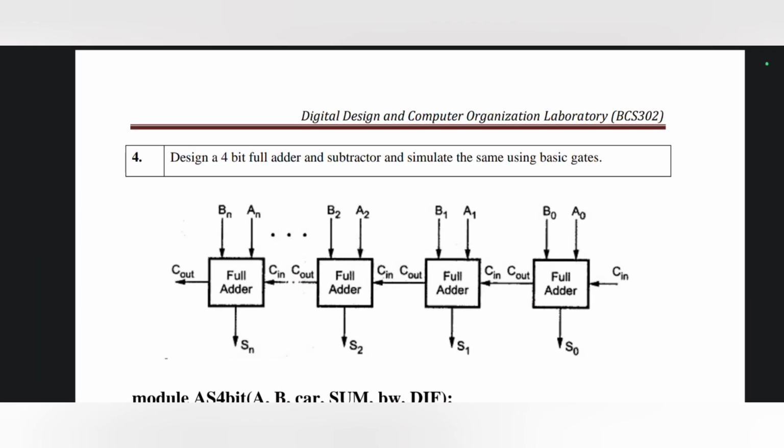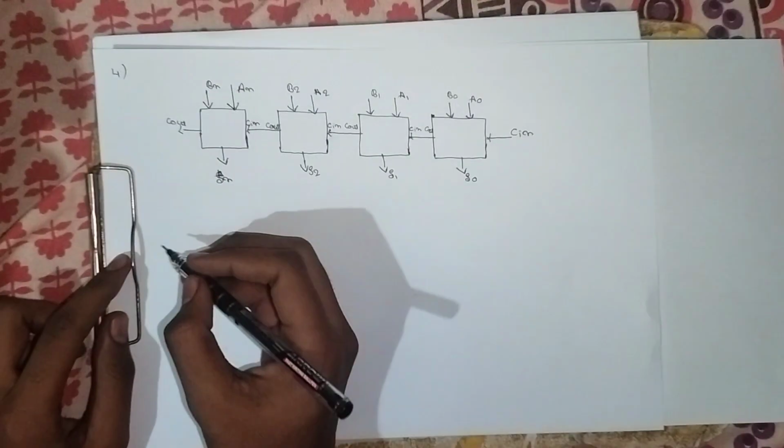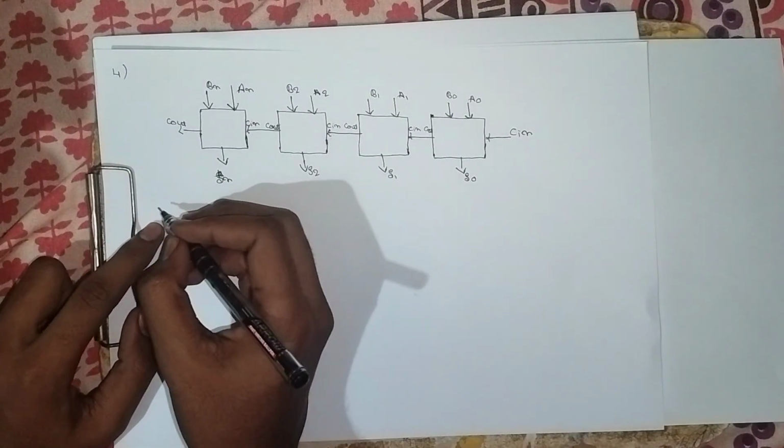Hello everyone. Today we are going to learn about the fourth experiment of our DDCO Lab, that is, design a 4-bit full adder and subtractor and simulate it using basic gates. We have to design a 4-bit full adder and subtractor, write a program for that, and simulate the same using basic gates.